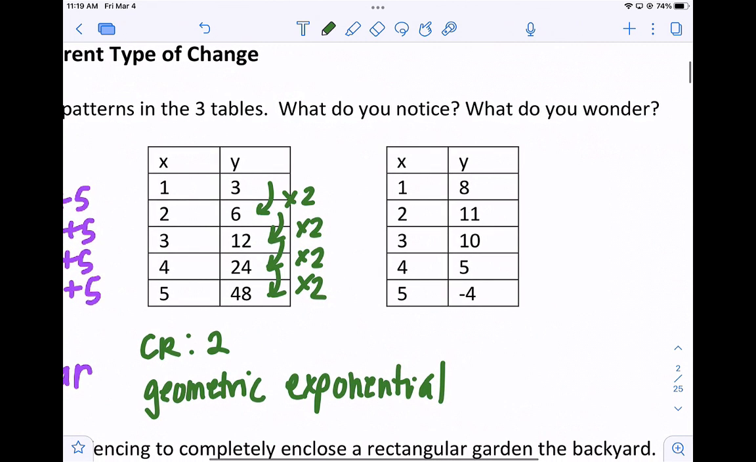If you take a look at the next one, though, if you notice it goes from 8 to 11 to 10 to 5 to -4. It's something we haven't seen before. We're not adding the same number every time. If you try to find a common ratio, there's not a common ratio for this one. Let's take a look at what these look like if you graph it.